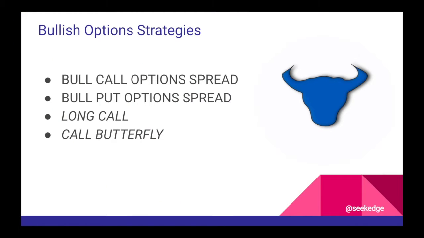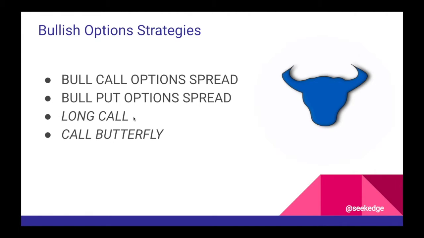So what are the different bullish option strategies that are popular? One is the bull call option spread, which you are going to learn today. The bull put option spread, which you are again going to learn today. There are other bullish setups that we can do with simple long calls, or using a call butterfly, where we short two calls and then take hedge positions on the call and put sides. We are not going to talk about the long calls or the call butterfly today.